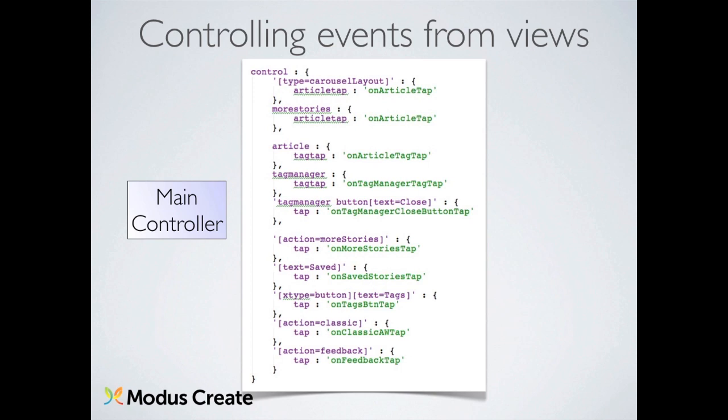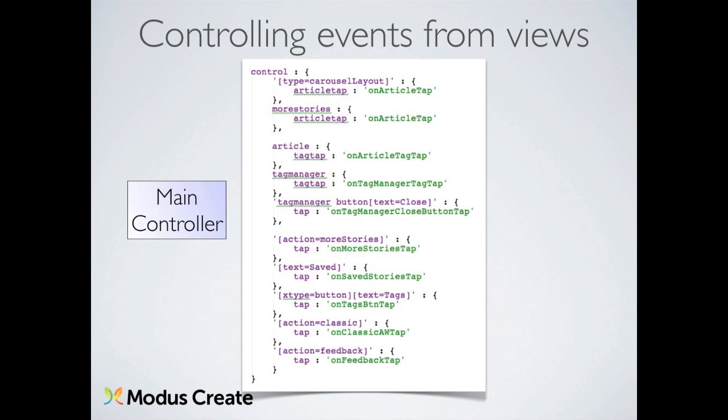That is, they are very much like CSS-style queries or selectors, but for this Sencha Touch world, where you can say, I would like to listen for a component who has a type value of carousel layout, listen for his article tap event, and call my onArticleTap method. Same thing goes for this more stories thing. We reuse the same method. More stories is a shortcut class name called an xtype. We listen to its article tap event and call the same onArticleTap method, and so on and so forth.